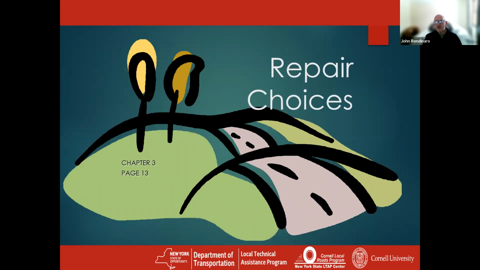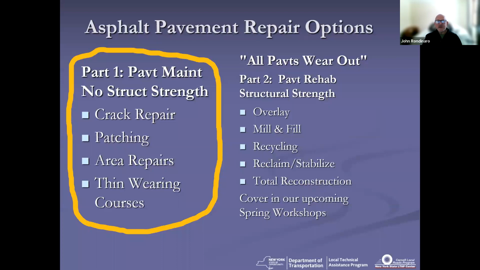We'll start with our repair choices overall, and that's referred to in Chapter 3 in the workbook. You've got two major categories of tools in the toolbox. You've got your pavement maintenance items, and what differentiates them is you're really not adding any kind of structural strength to your pavement. And then on the other side of the ledger, you've got your pavement rehab category. You are adding structural strength there.